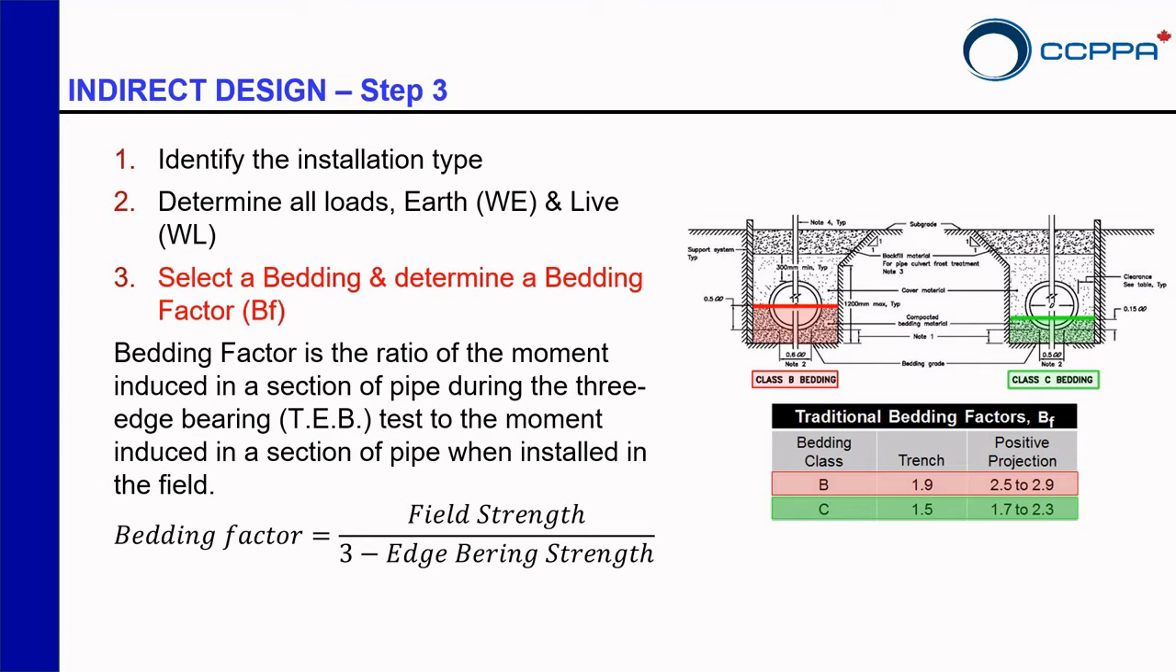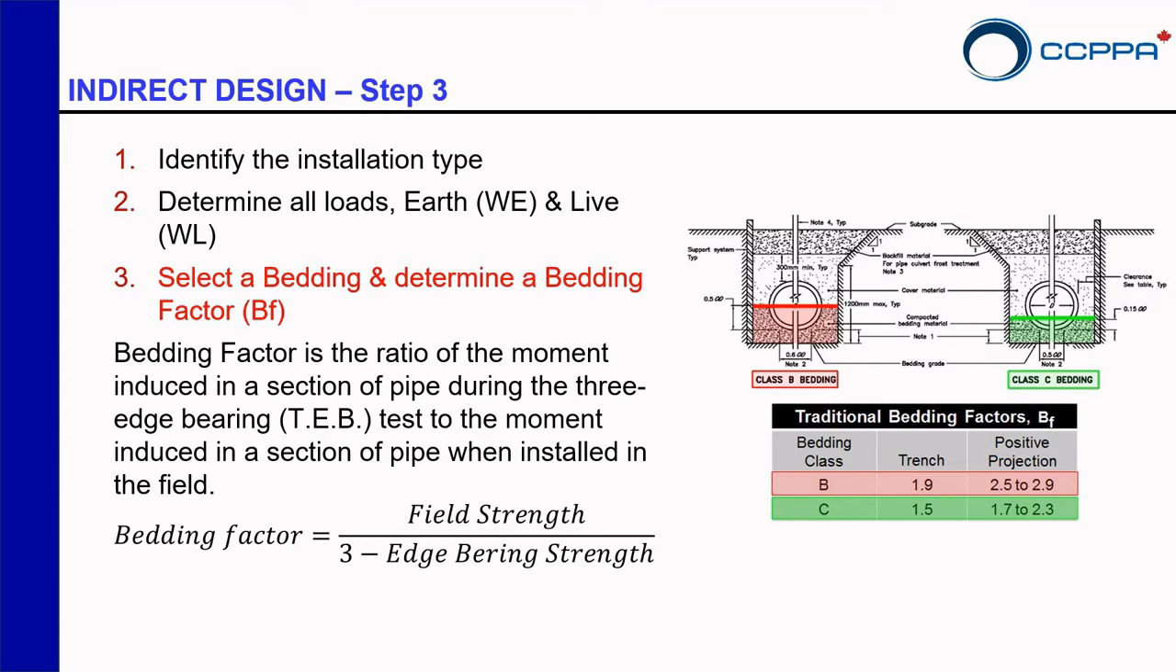So the third step is going to be to select a bedding and determine the bedding factor. The bedding factor, by definition, is the ratio of the moment induced in a section of pipe during the three-edge bearing test to the moment induced in a section of pipe when installed in the field. The bedding factor is a very interesting concept because it's going to be the numerical representation of the width and quality of contact between the bedding and the pipe, as well as the compaction effort. So depending on how you prepare your bedding, you will have a different bedding factor.